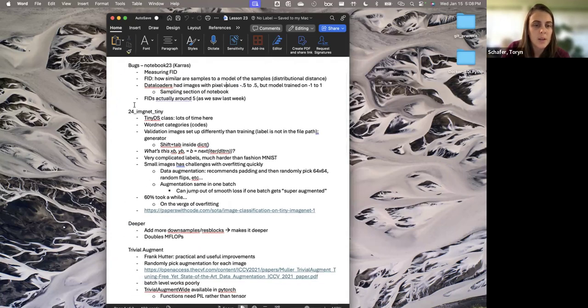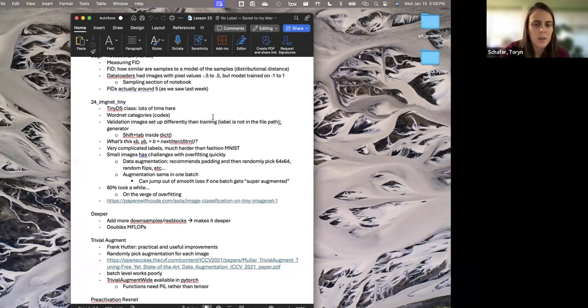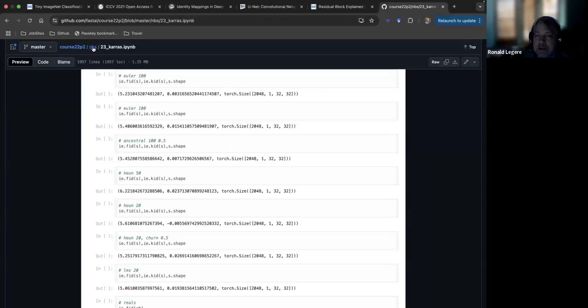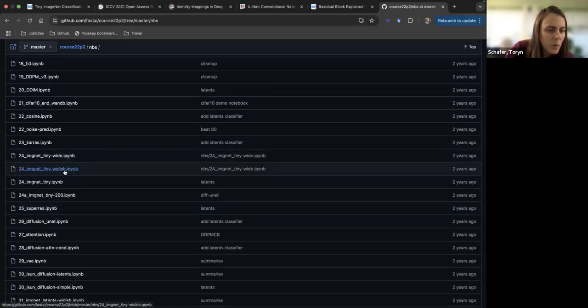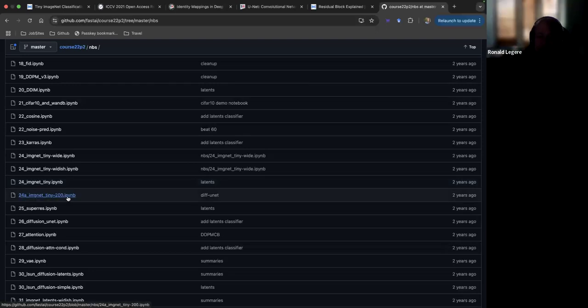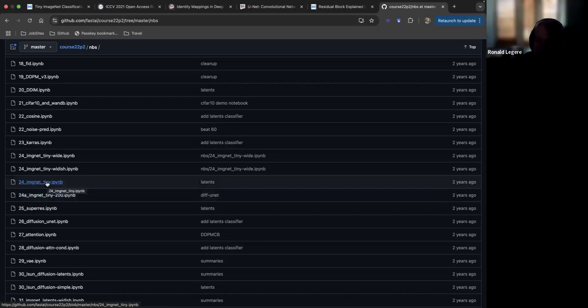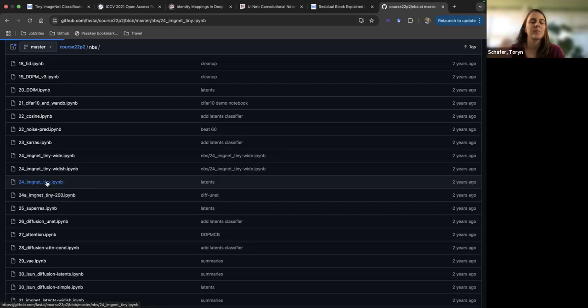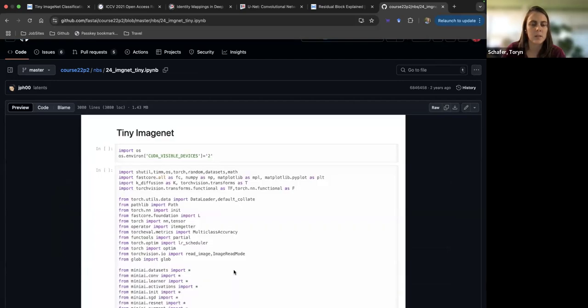Okay, so the next notebook is this one. There are several labeled 24, but it's actually this one, ImageNet Tiny. There are several named ImageNet Tiny something, like wide, wideish, 200, and then this one. This one probably comes a bit later. This is the 200 epochs, so don't run this one. That's how he got the best performance, with 200 epochs.